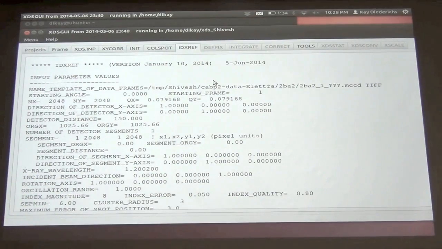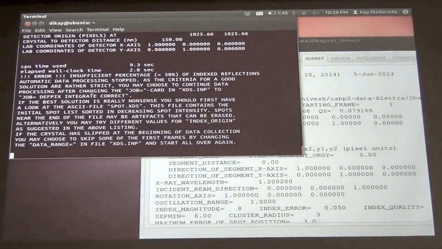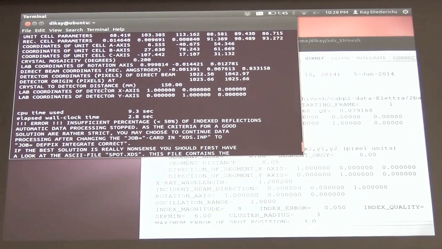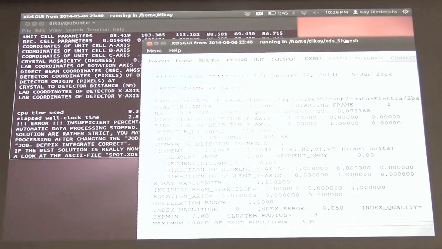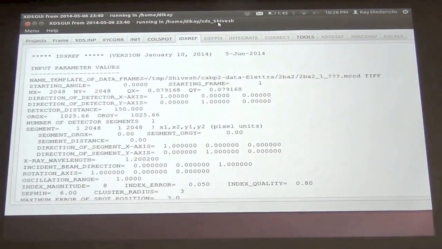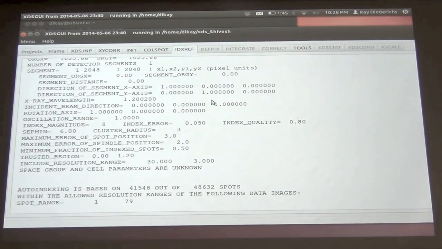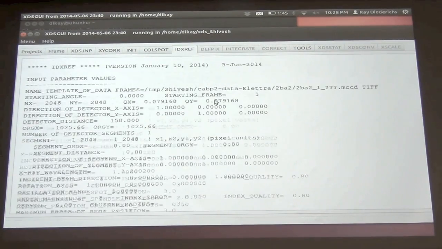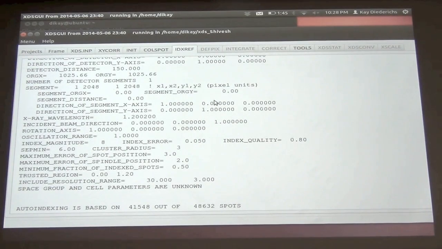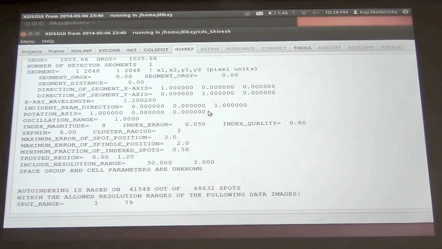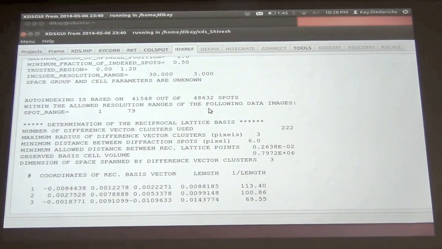That's just my recommendation. Now, if we go to the console, there's an error message here, and it says insufficient percentage, less than 50% of indexed reflections. This happens often if things are not optimal. This is clearly not an optimal data set, I would say. And let's go through this indexing here. So at the beginning, this just tells us what the program has understood of your data. It just echoes the stuff that we told it.